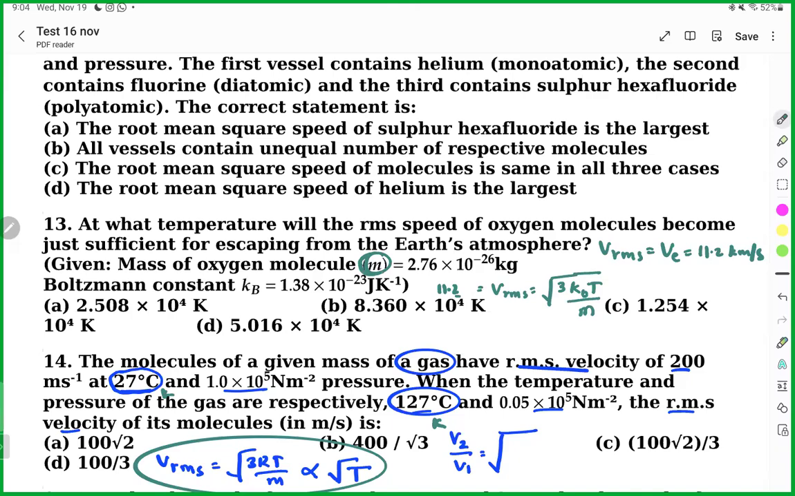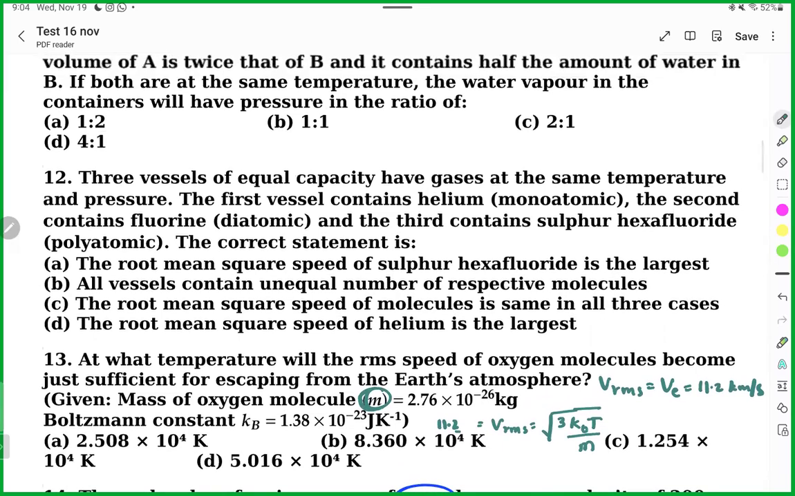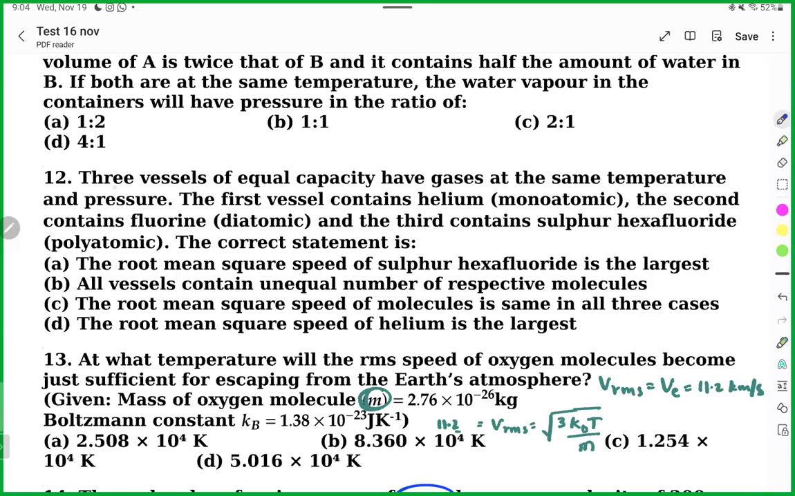Keep asking your doubt if you have any. Next, three vessels of equal capacity. It means equal volume, same temperature, same pressure. Everything is same. First vessel has monoatomic gas helium, second fluorine diatomic, and third contains sulfur hexafluoride polyatomic. Correct.